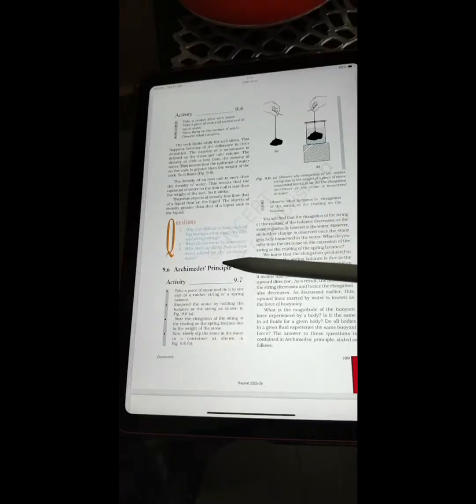9.6 Archimedes principle. Activity 9.7. Take a piece of stone and tie it to one end of a rubber string or a spring balance. Suspend the stone by holding the balance or the string as shown in figure 9.6. Note the elongation of the string and the reading of the spring balance due to the weight of the stone. Now, slowly dip the stone in the water in a container as shown in figure 9.